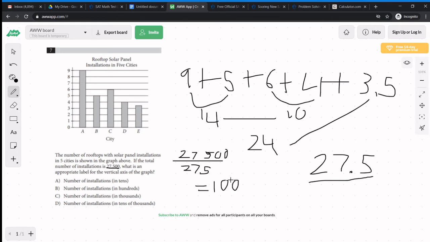100. Again, you would have your calculator if you really have trouble solving this, but it should be pretty simple to see. If you move this decimal place back 3, you get 100. So it's 27.5. Wait, I'm sorry, I mean 1,000. My bad. Yeah, moving it 3 places back is the same thing as multiplying by 1,000. So the number of installations is in thousands.